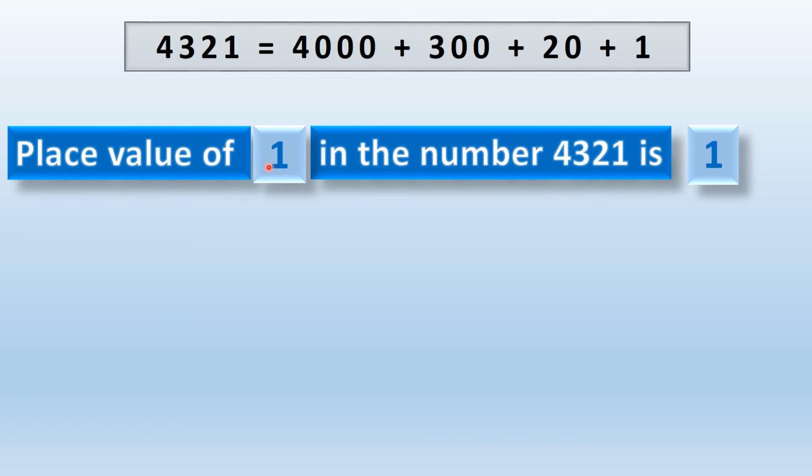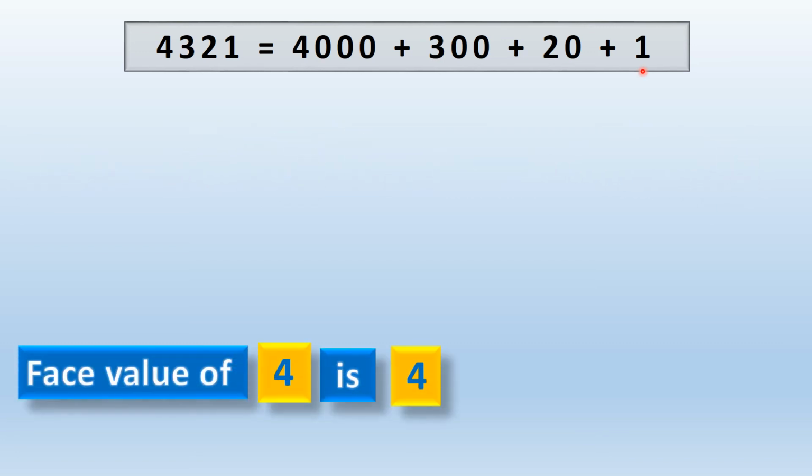Place value of 1 in the number 4321 is 1. So 1 is here in ones place and its place value is 1. Now we will write the face values of each digit.